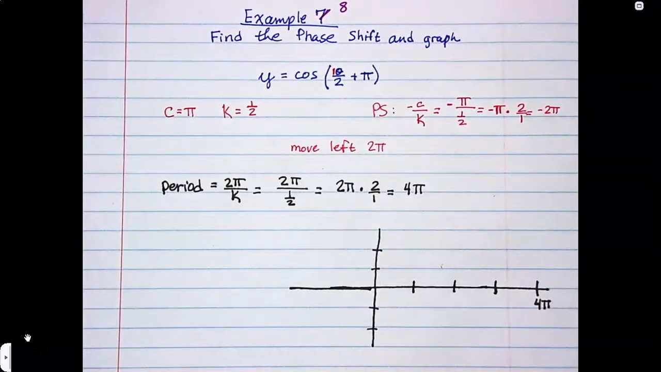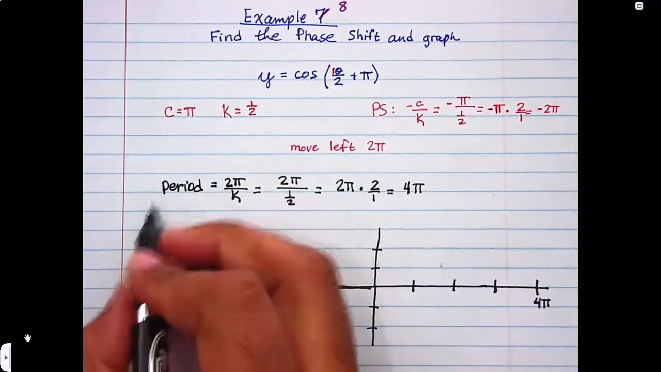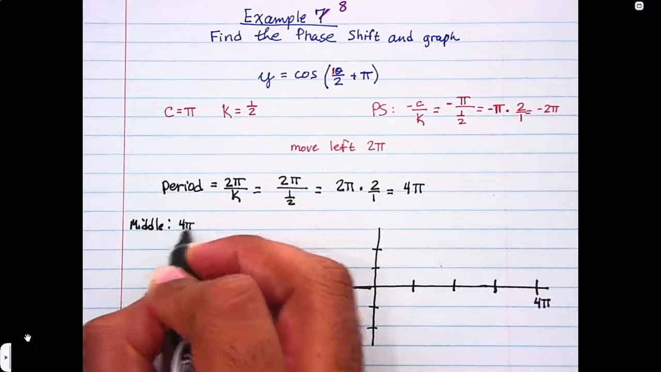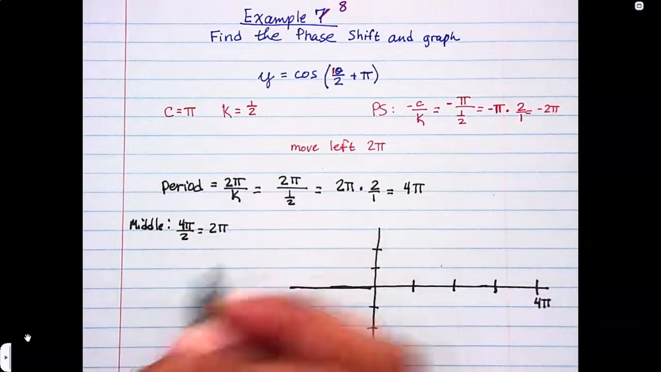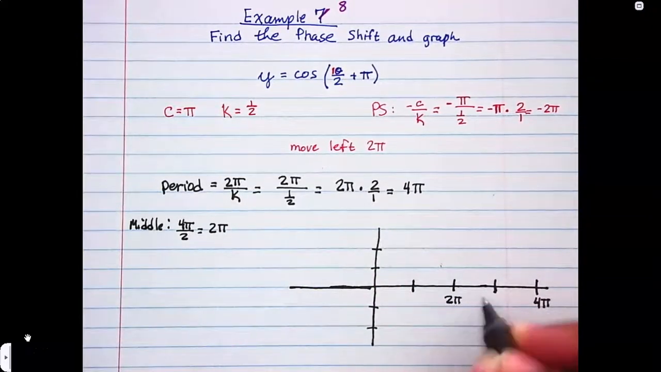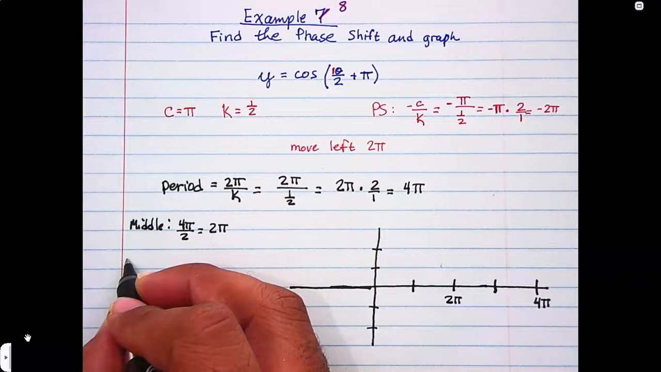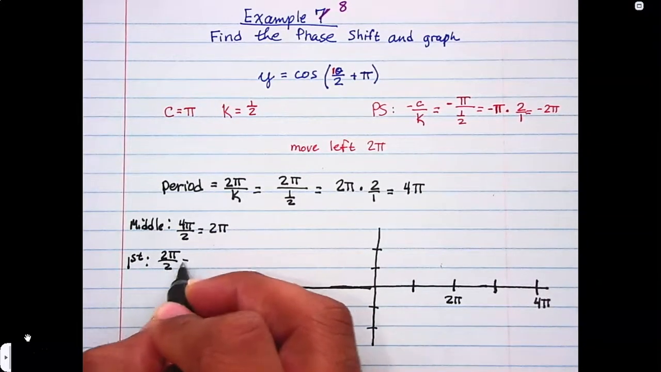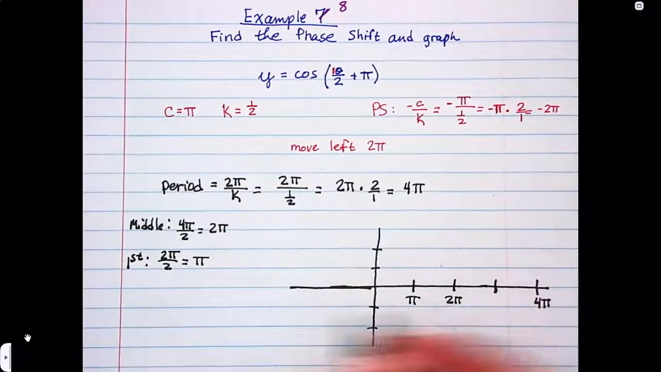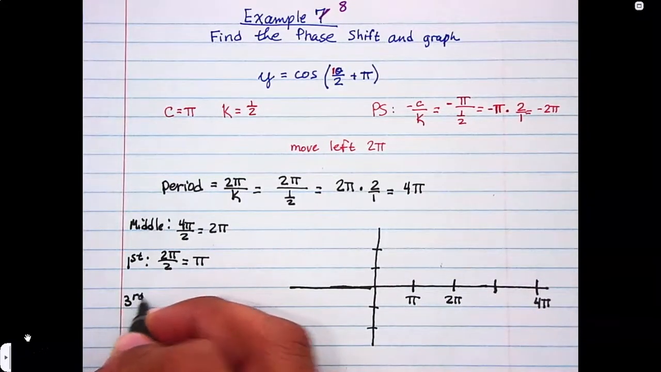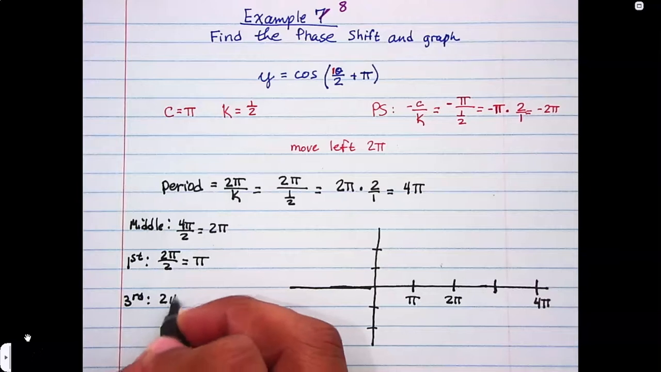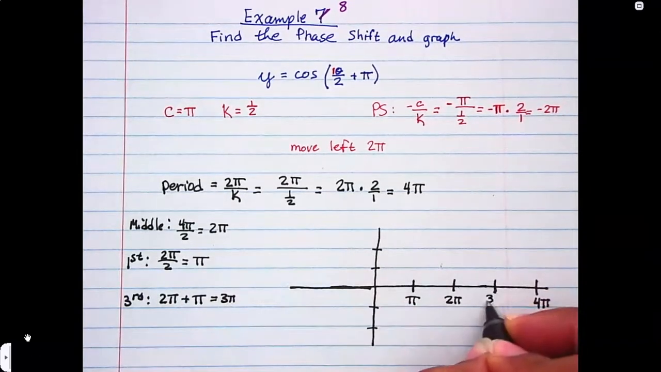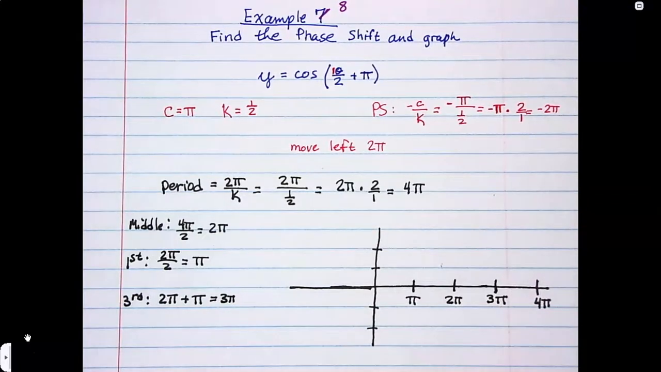All right, so here we have 4 pi, which is our period. Remember, we divide that by 2 to find our middle one. Take the period divided by 2, which is 2 pi. For the first one, we take that answer, 2 pi, and divide it by 2 again. Gives us pi. And then the third one, remember, we just add these two together, which gets us 3 pi. All right, so here we're good on that.